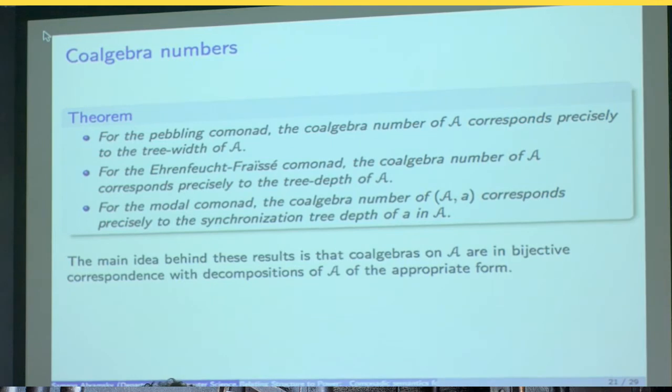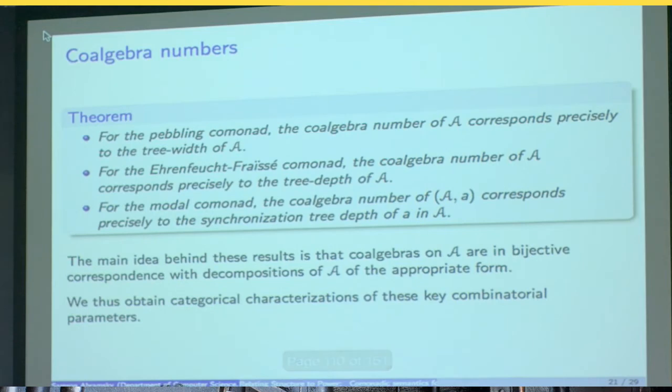And the main idea behind these results is that coalgebras on A are in bijective correspondence with decompositions of A of the appropriate form. So in a sense, we can say tree width becomes visibly a structure, in that to say that a structure has tree width k can be given by saying we have a coalgebra map to that value of the comonad. So then it becomes something we could build into a constructive proof of one of the various results that result in algorithms.